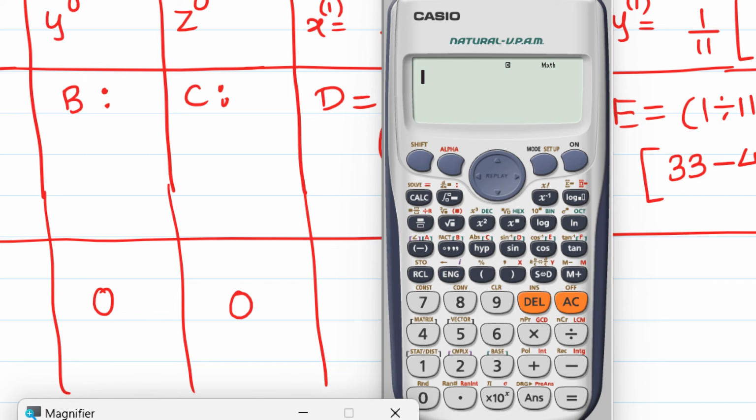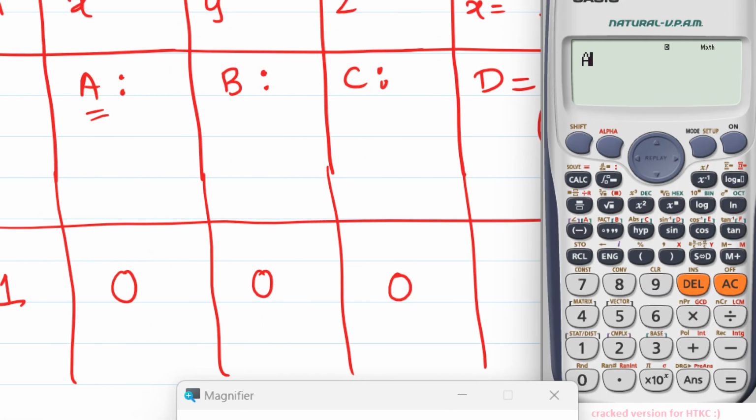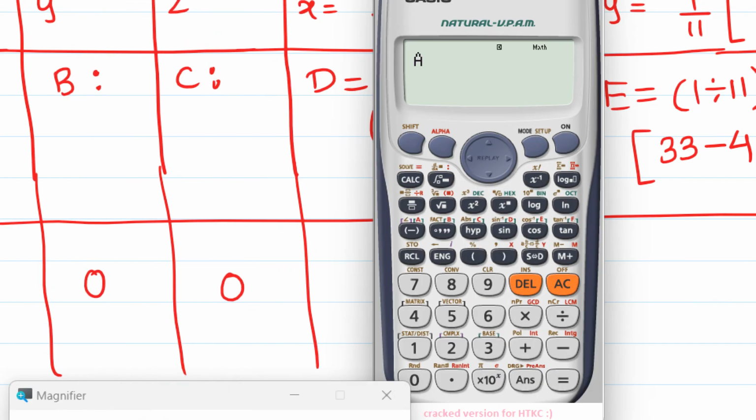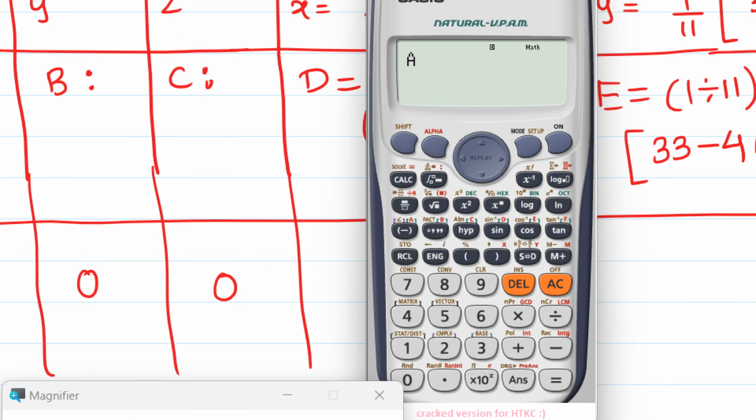So how to do this? First press alpha and then press this sign, so you will get A. If you see, first is nothing but A. Now how to take this colon? Here, this is a colon. Press the alpha button, and below that we have this integration button. Press this, we will get the colon. How to get B? Press alpha and press this button, dot, comma. So you will get B.